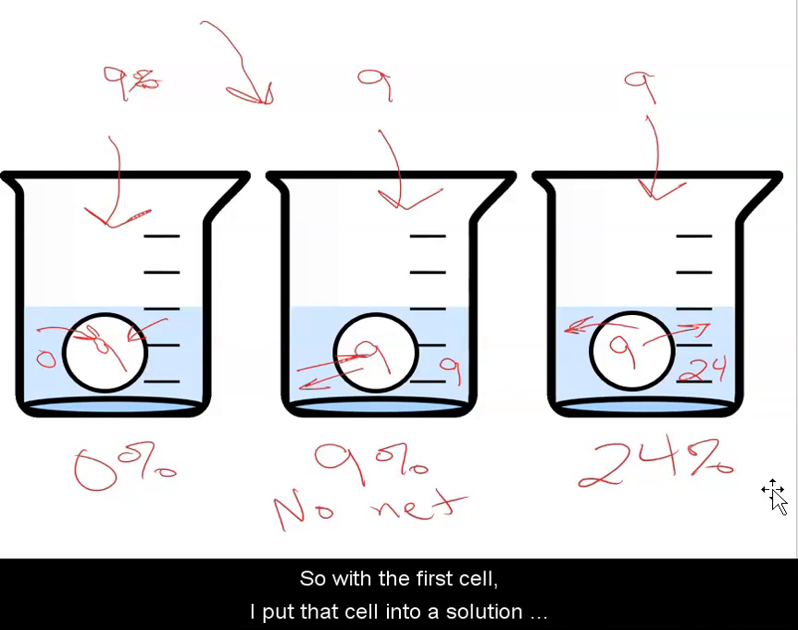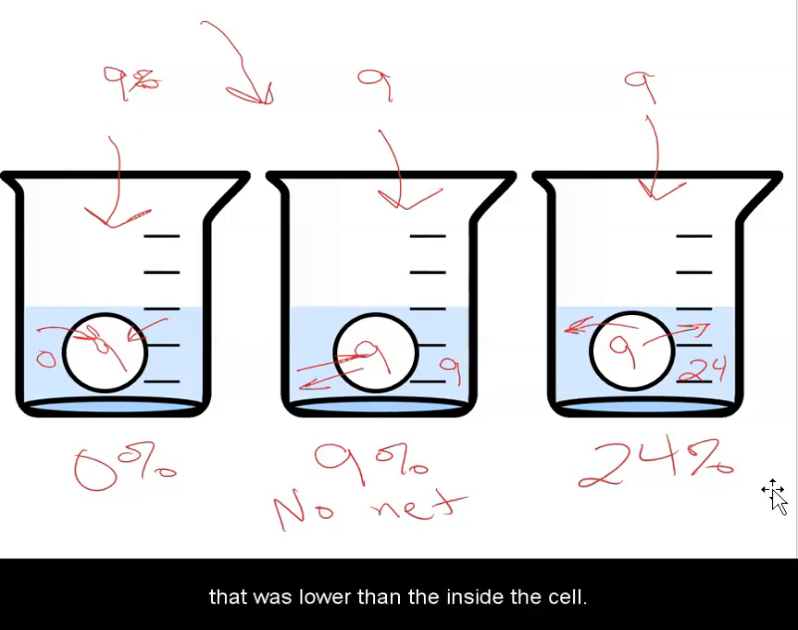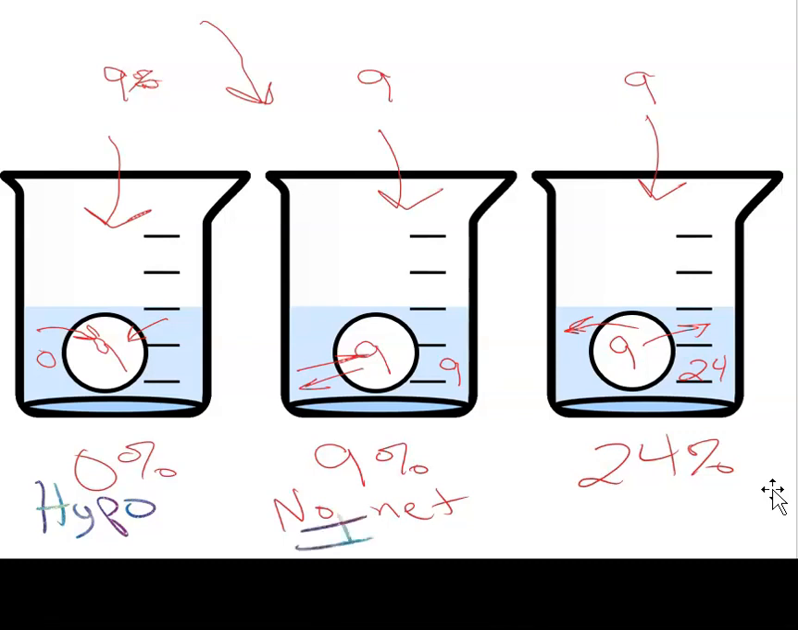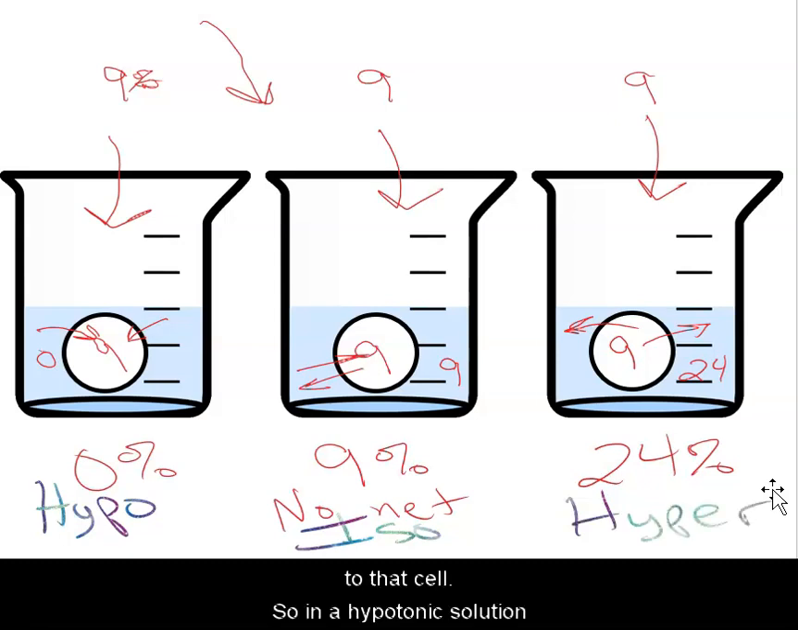So with the first cell, I put that cell into a solution that was lower than the inside of the cell, so that solution was hypotonic to the cell. In the second case, I put my cell into a solution that was equal, so that solution is isotonic to the cell. And in the third case, I put the cell into a solution that had more solute, so that outside solution was hypertonic to that cell.